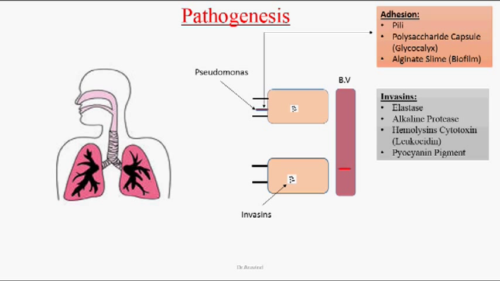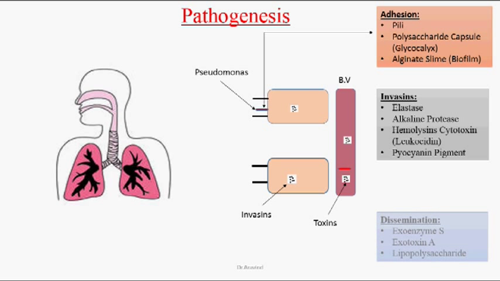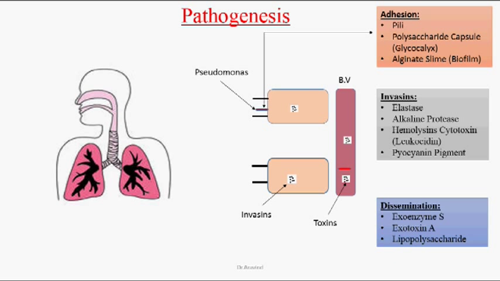Once they enter into the bloodstream, they can also secrete a lot of toxins, like exoenzyme S, exotoxin A, and LPS, lipopolysaccharide, which are endotoxins. They can destroy the blood vessels and the neighboring cells, so they can cause systemic conditions.